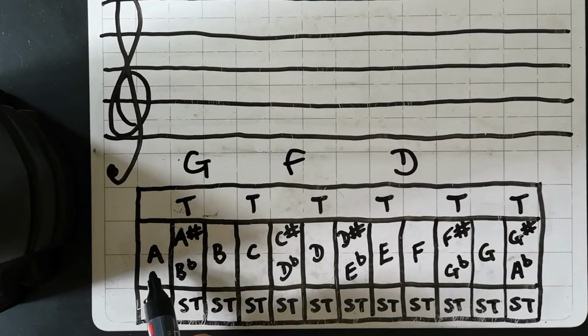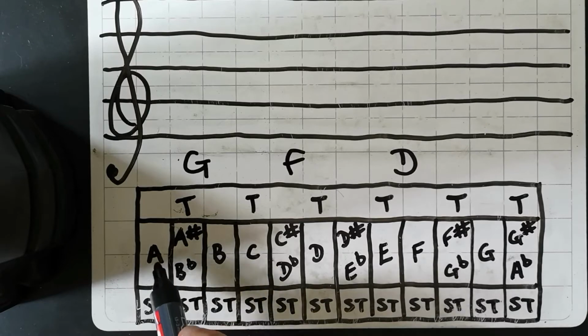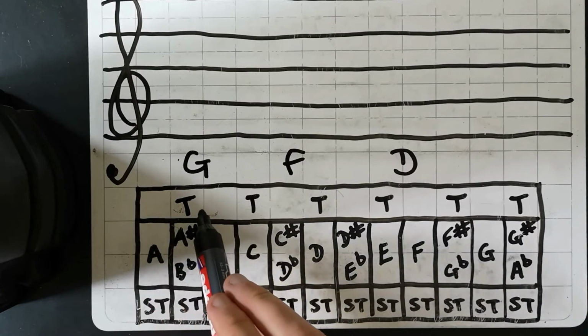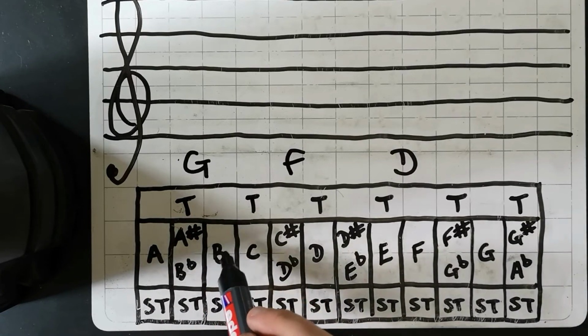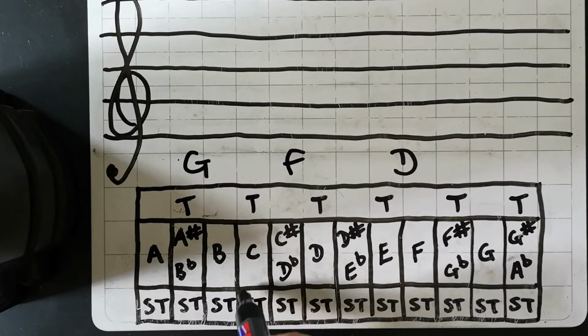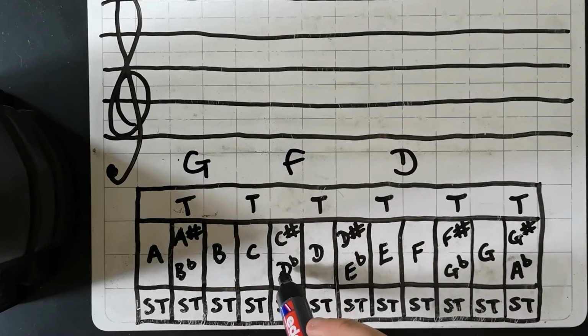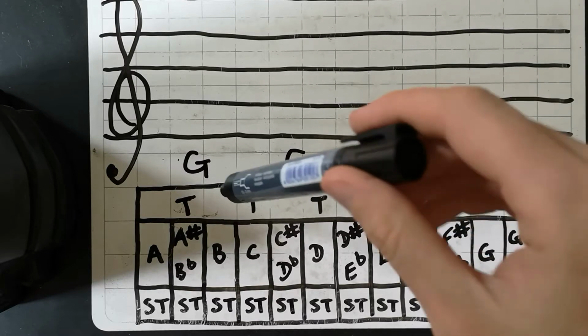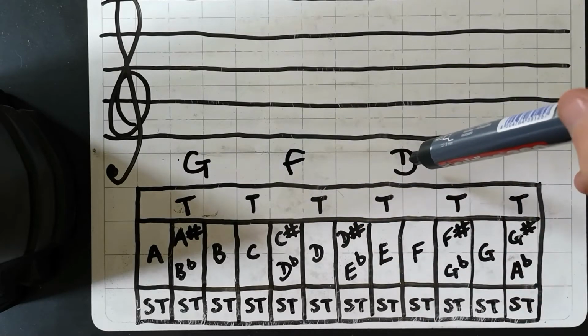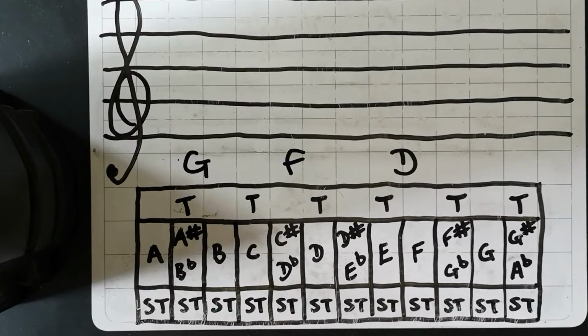So the distance between A and A sharp or B flat is a semitone. The distance between A and B is a tone. The distance between B and C is a semitone because they're right next to each other, but the distance between B and C sharp or D flat is a tone. So there should be 7 different notes in G major, F major, and D major, and I want you to work out what those 7 different notes are. Pause this video and do that now.